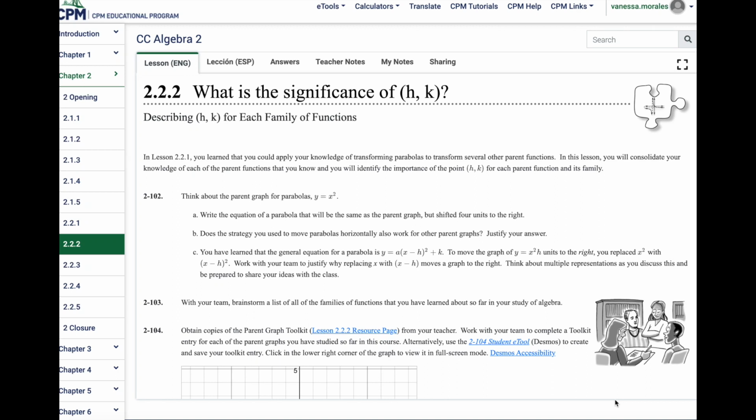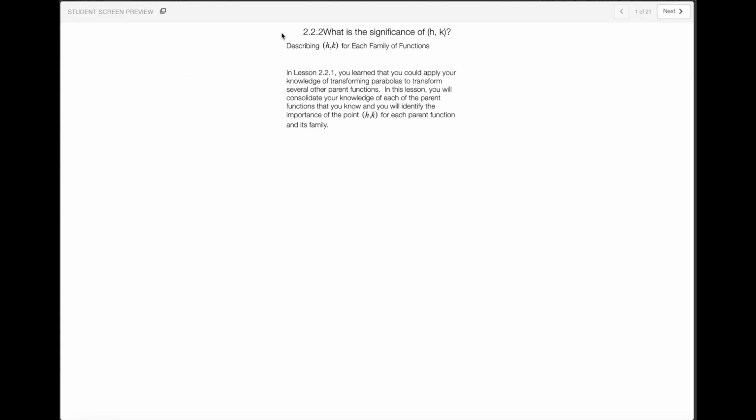Over lesson 2.2.2, what is the significance of HK? We'll be exploring every parent function today. So please push pause so you can read the introduction to this Desmos interactive activity that we have created.